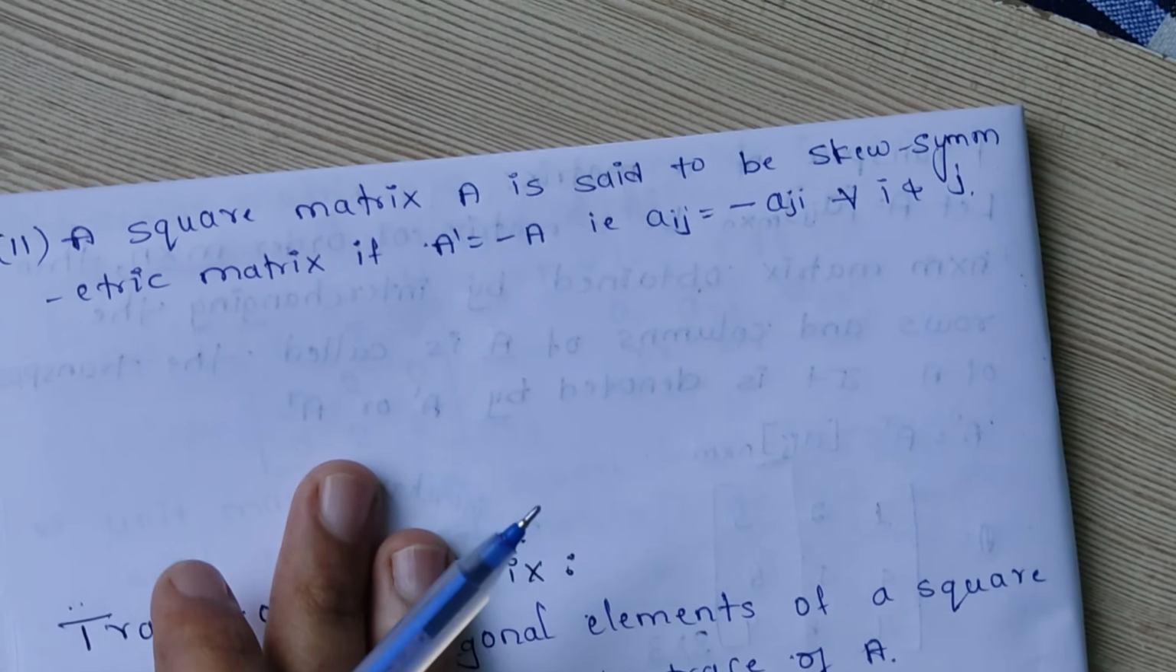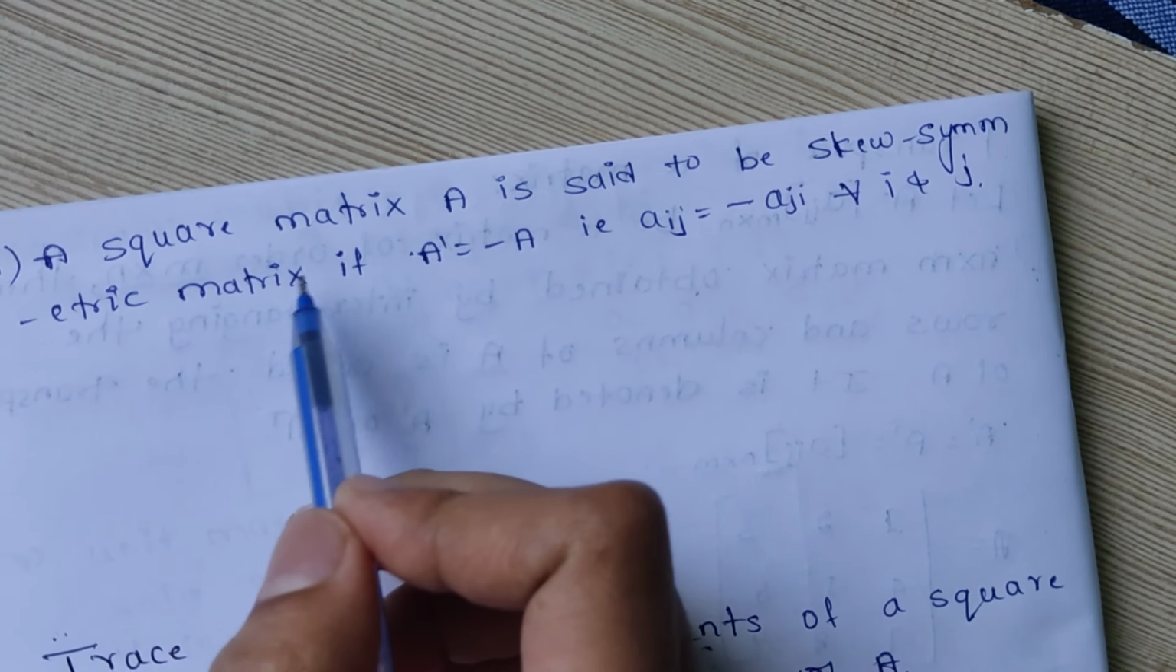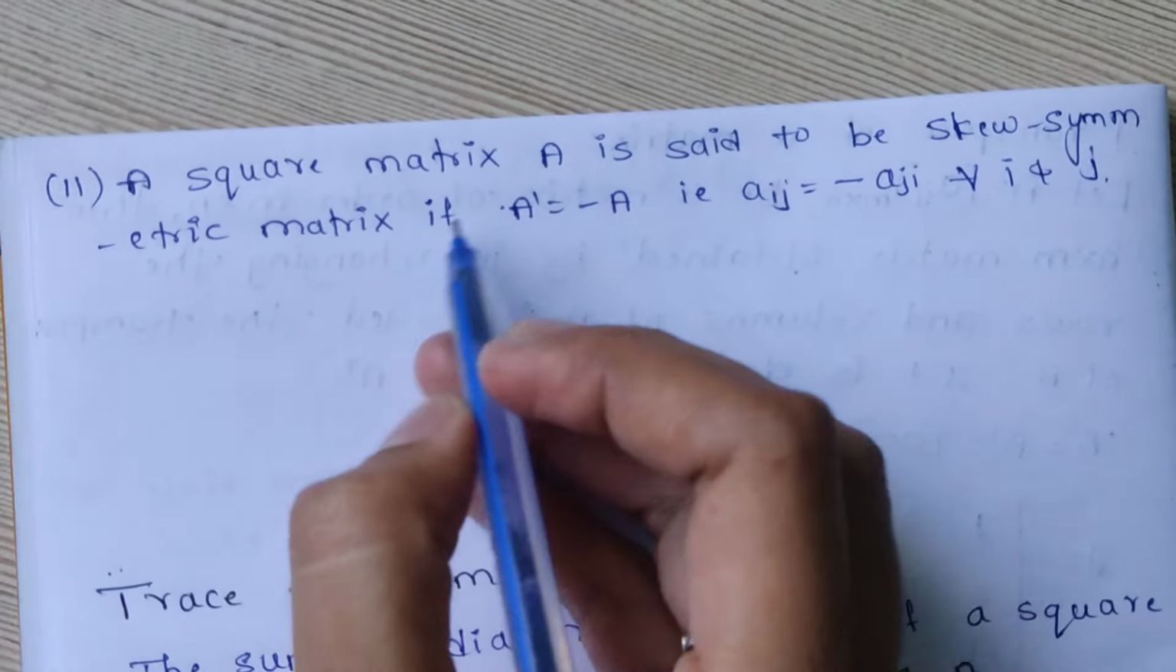So another type is skew symmetric matrix. Skew symmetric matrix is little different.